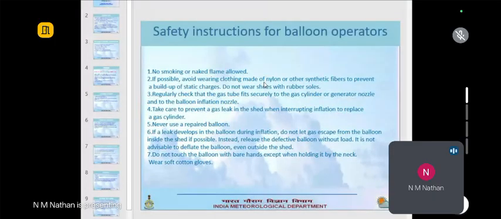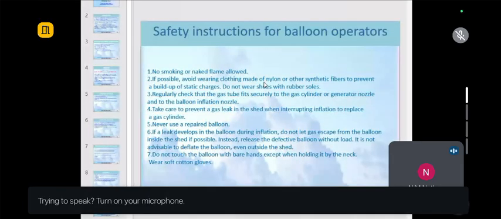Do not wear rubber shoes. Rubber shoes should not be used. You have to use proper soles other than rubber. So that is also mandatory.